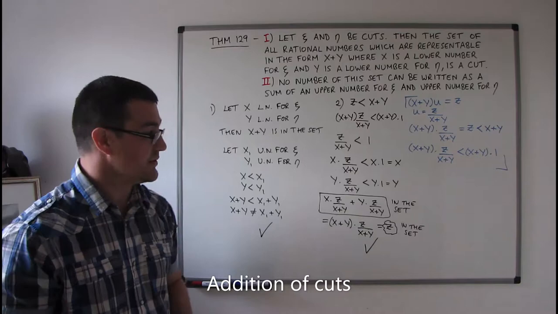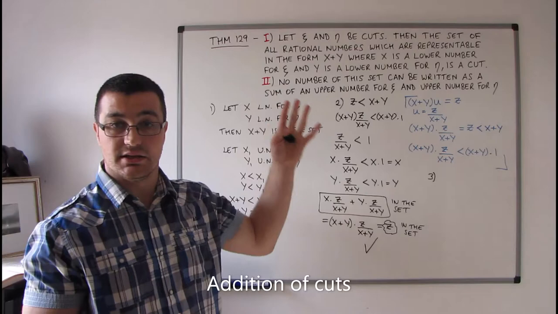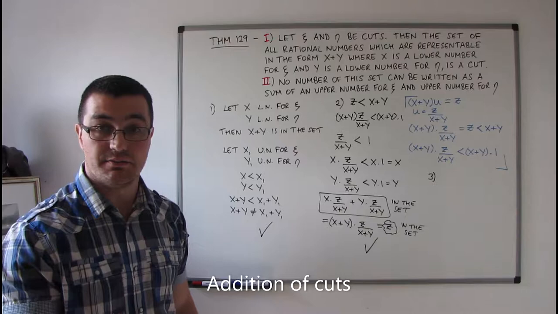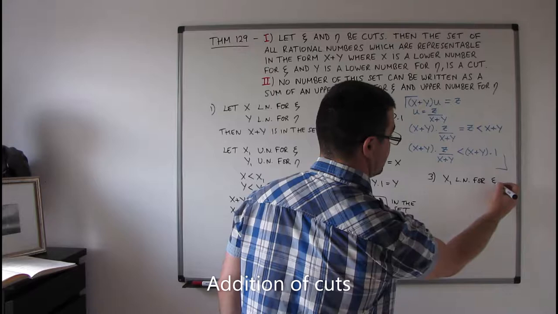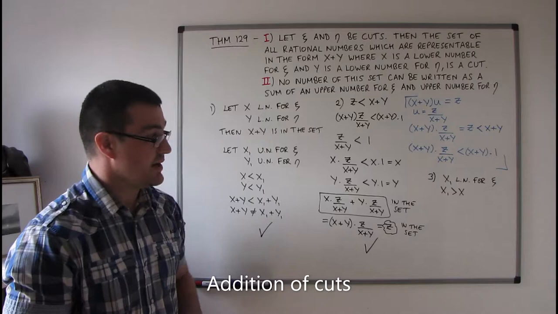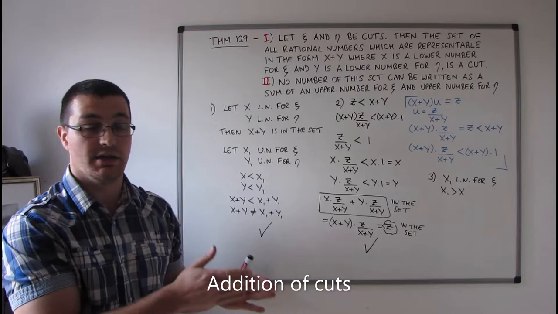So now finally, let's have a look at the third part. So part three. Let's choose in our cut xi, we know that x is a lower number. Well, let's choose a greater lower number, x1, a lower number for xi, such that x1 is greater than x. So this is straight from the definition of a cut applied to the cut xi. For every number in the set, there is a greater number that is also in the set.